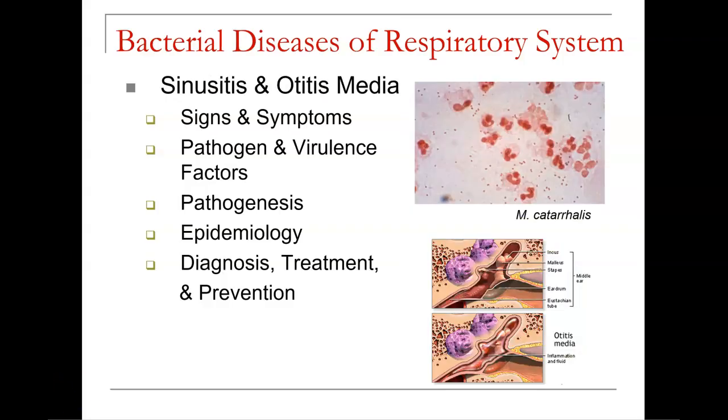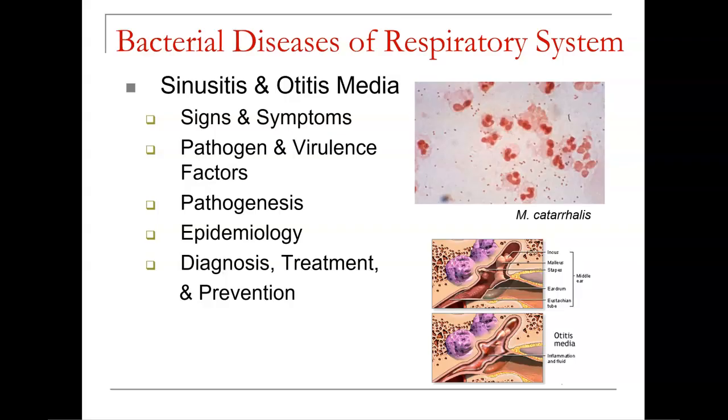Sinusitis and otitis media. Sinusitis is going to be pain and pressure of the affected sinuses accompanied by malaise or tiredness. Otitis media is going to have severe pain in the ears. So the pathogen and virulence factors: pathogens could be Streptococcus pneumoniae, Staphylococcus aureus, Haemophilus influenzae, or Moraxella catarrhalis. Virulence factors, not applicable here. Pathogenesis: the bacteria in the pharynx are going to spread to the sinuses via the throat. Middle ears are going to be infected via auditory tubes, and inflammation is going to result from these.